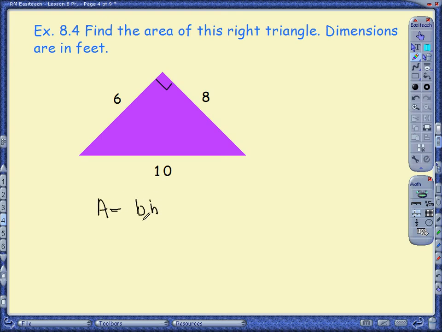So base times height divided by 2, writing it over and over is how you learn it. 6 times 8 equals 48 divided by 2, and that equals 24 feet squared for this triangle. So don't be fooled if you see it set up this way. In a right triangle, always the base and the height are connected to the little box that shows you that it's a right triangle.